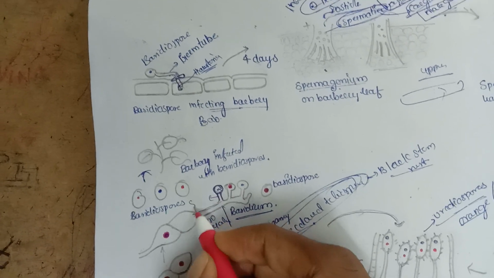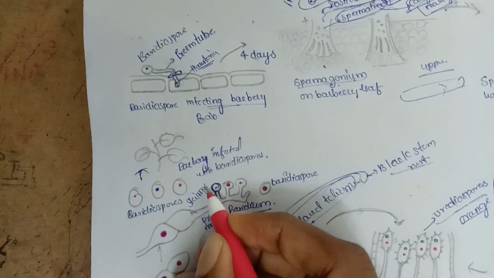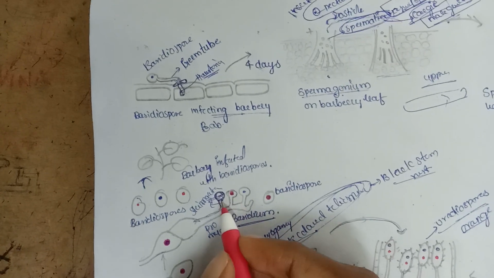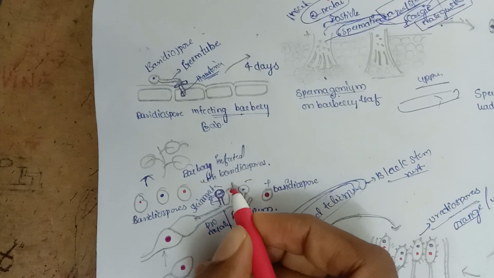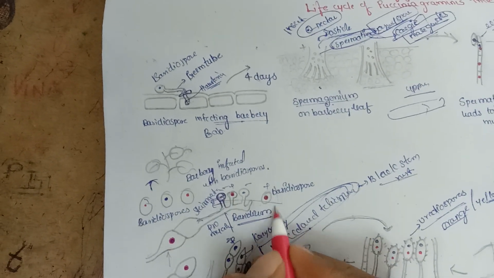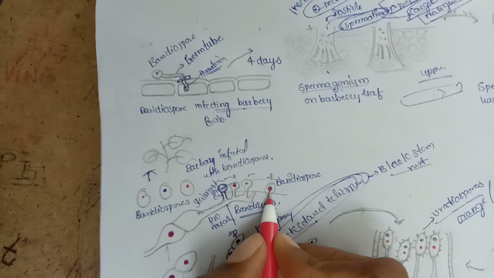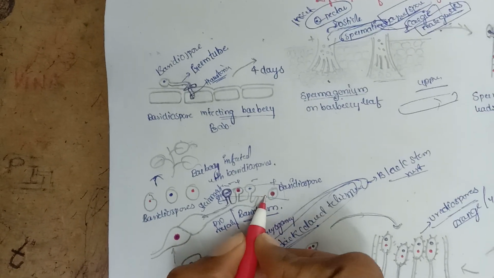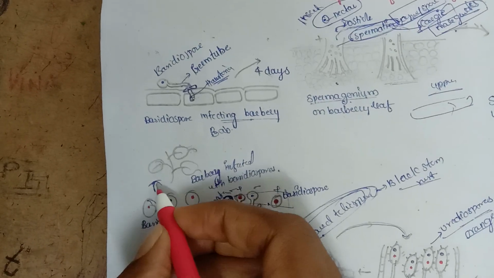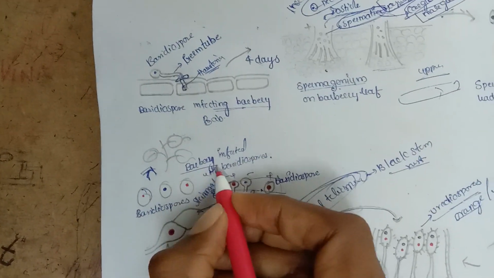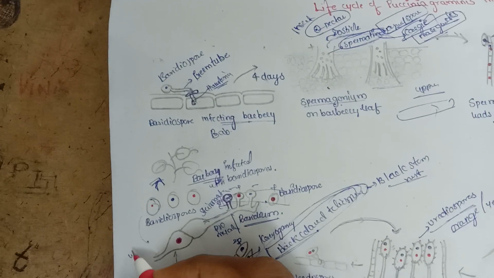Basidiospores are produced on the sterigmata, and these basidiospores have different strains, plus and minus, based on the nucleus status in the basidiospores. And these basidiospores will again infect the barberry, but they do not infect the wheat.